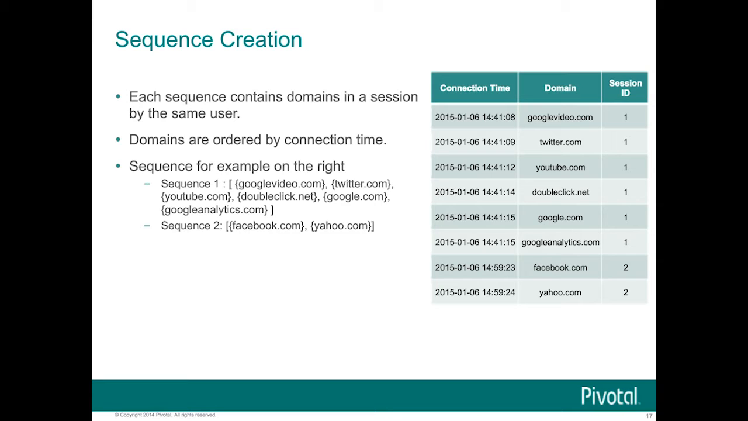So for the example on the right, as you can see, there are sessions from a single user, and there are two sequences. The first sequence corresponds to the first session, which contains domains like Google Video, Twitter, YouTube, DoubleClick, Google, and Google Analytics. The second sequence contains Facebook and Yahoo. So this is how we convert the sessions into sequences, by taking into account the time order between the domains and also making sure that there are no repeating domains within a sequence.